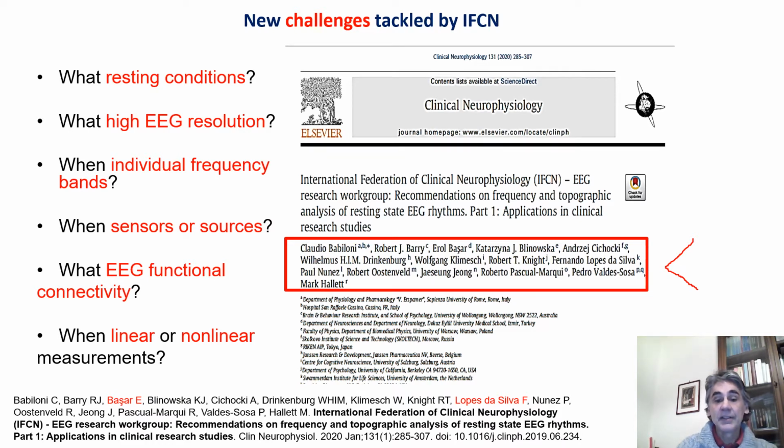I want to mention that the work group was composed of several scientists, but a specific mention to Professor Raul Bazar and Professor Fernando Lopes da Silva, who passed away some time ago.